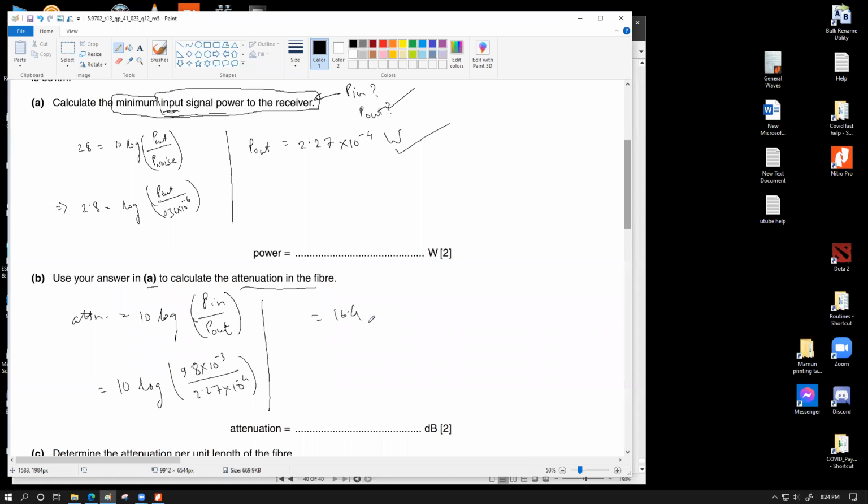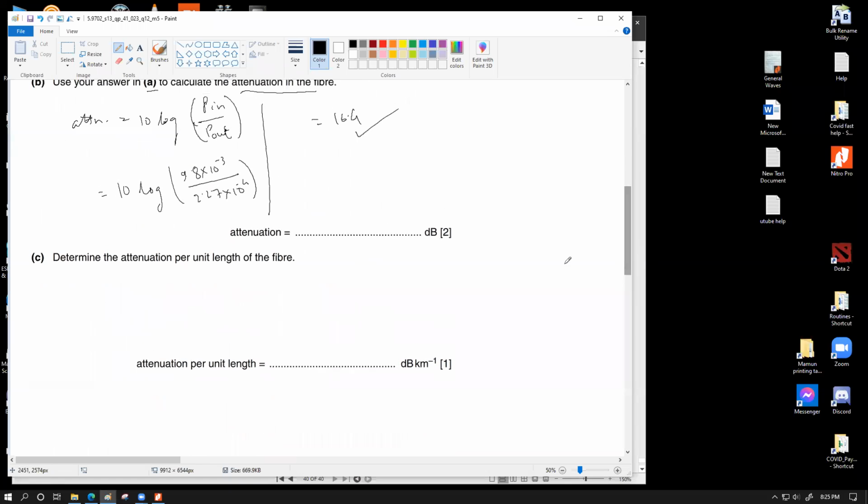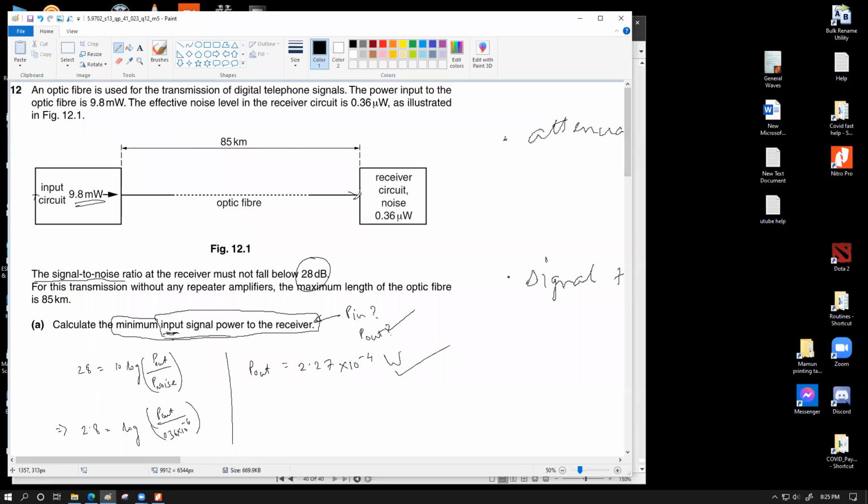Someone else confirm? Okay, 16.4 seems to be correct. Beautiful. And then it says determine the attenuation per unit length of the cable. This is very simple. You just divide that value by 85 kilometers and get the number in standard form. I'm not doing this. You can do this on your own. So that's basically how we do this maths.